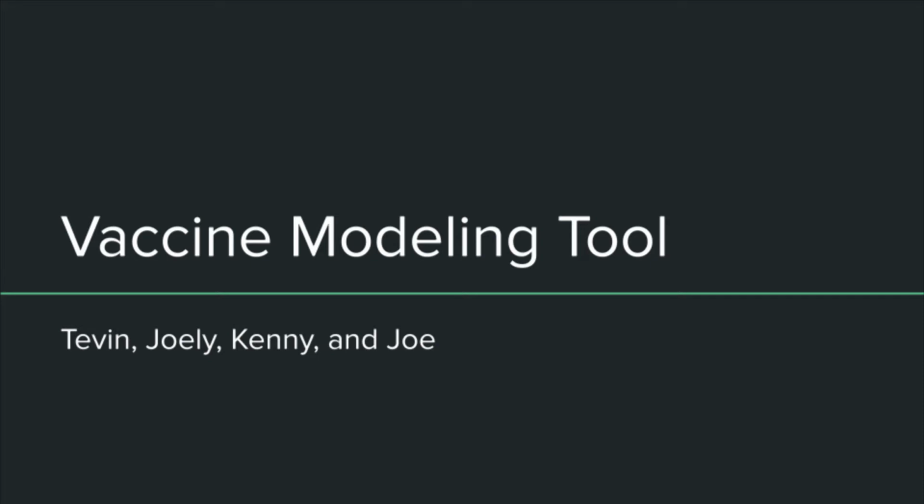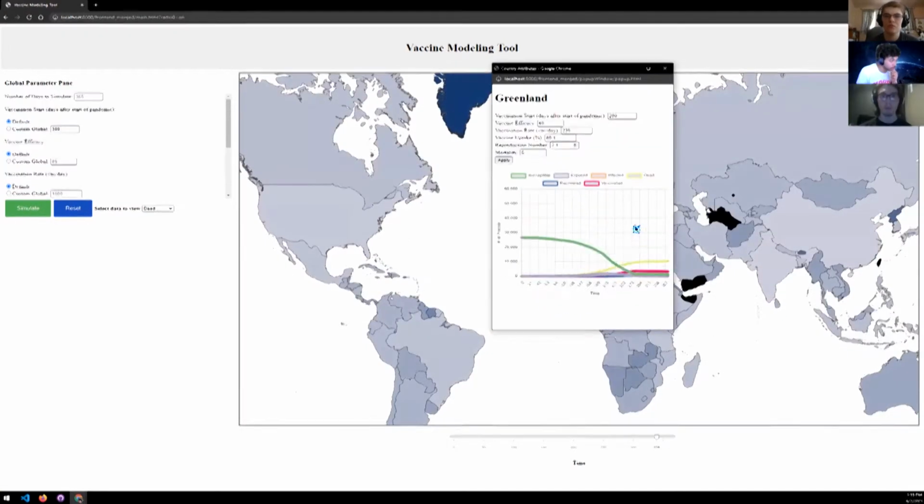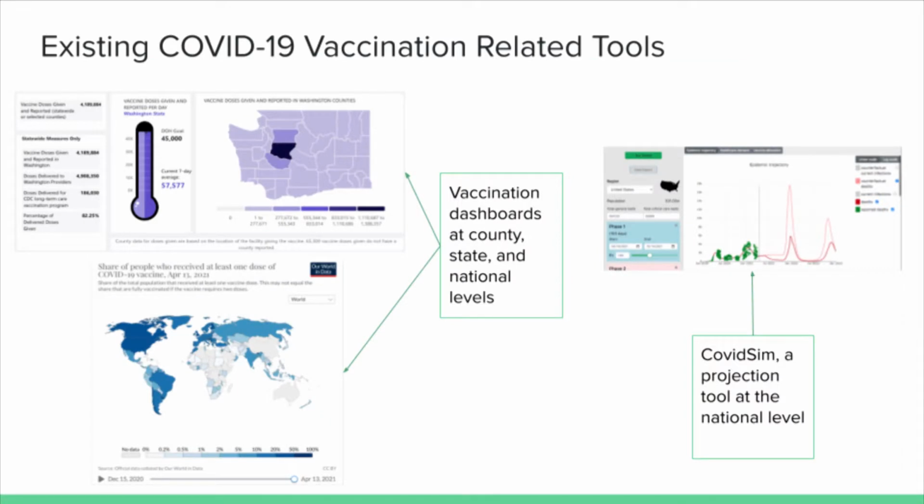Our project for the software designed to empower underserved populations capstone is the Vaccine Impact Modeling Tool, an interactive modeling tool which, given user input, models pandemic outcomes and displays them on a global map. When COVID-19 vaccines were approved, a natural question that arose was the best way to distribute vaccines to lessen severe pandemic outcomes. Although tools exist to display models or up-to-date COVID data, few tools incorporate both. Our goal was to design such a tool.